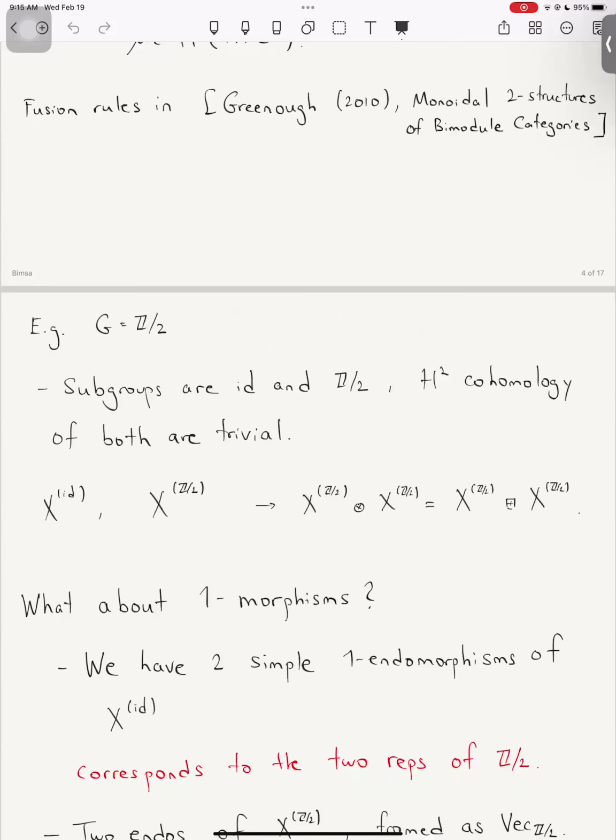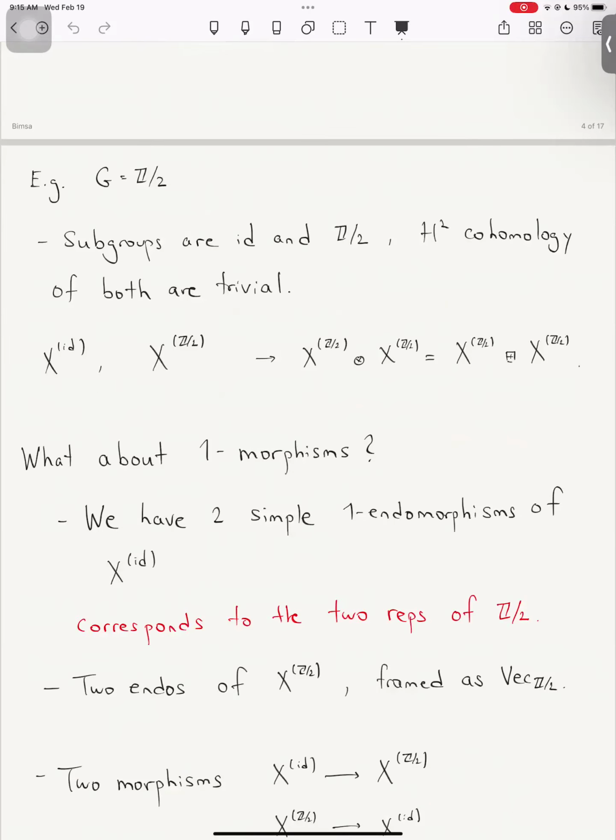So let me do just the case where G is equal to Z2. So the subgroups are, of course, just the identity and the group itself. And the H2 cohomology of both things are trivial. So I'll just denote the two objects: one object is the identity object and another object is Z2. And then according to the paper of Greeno, the fusion rules of these two things give you basically, if you take this one and you fuse it with this one, you get two copies of the object itself.